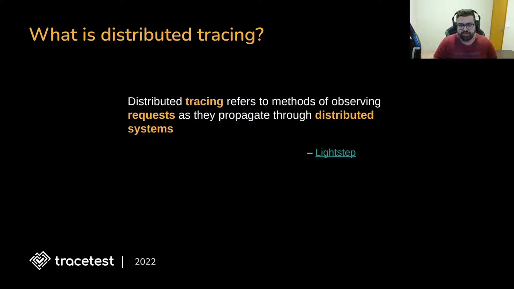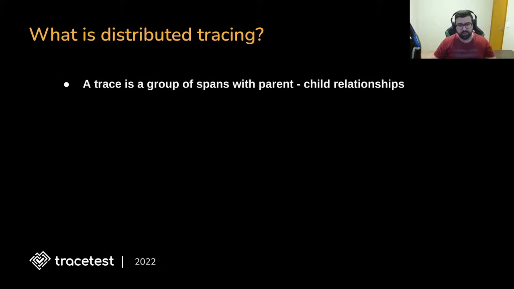But what's a trace? When we talk about distributed tracing, it refers to methods of observing requests as they propagate through distributed systems. So it means that when you send a request from a system that has tracing enabled, it will be able to give you a map of everything that was done within that request. So if it had to reach for a database, that will show up in the trace. So what's a trace? A trace is a group of spans with parent-child relationship.